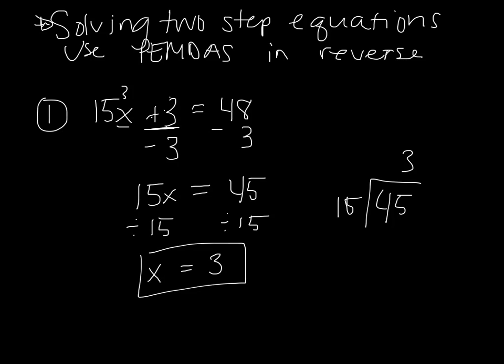My answer checks out. Okay, so all we're going to do is get rid of our addition and subtraction numbers first, as long as they don't have the variable in it. We're going to get rid of those first, and then we're going to get rid of our multiplying and dividing. Let's try another one. Okay, this one says 9g plus 11 equals 2.